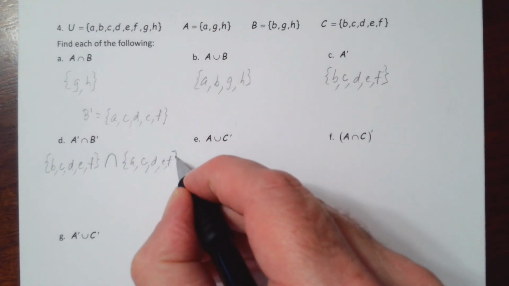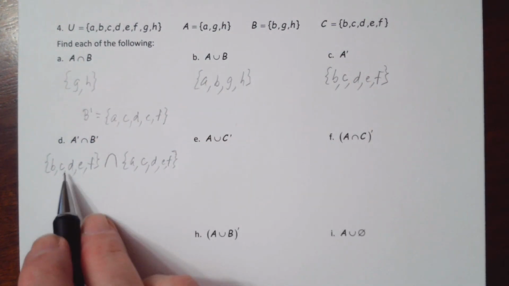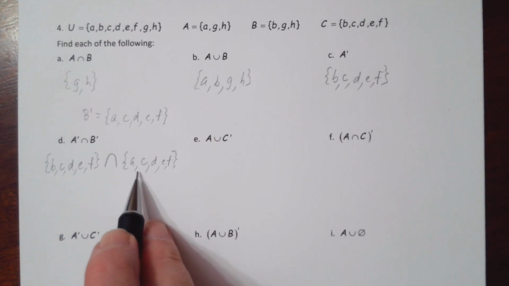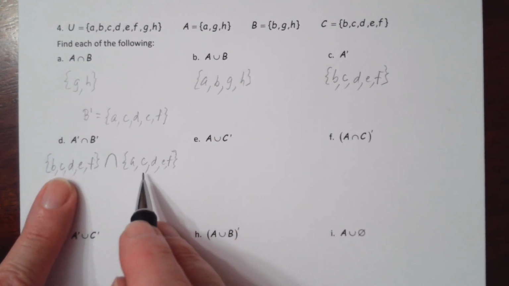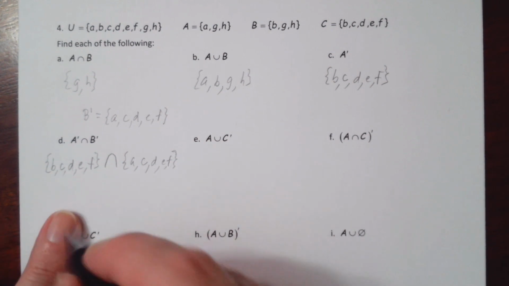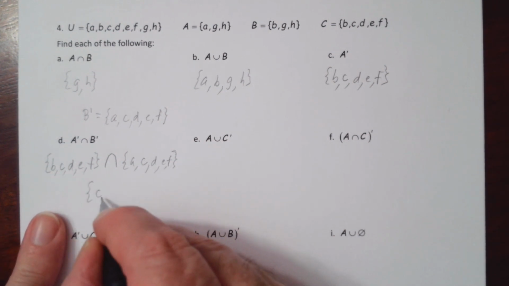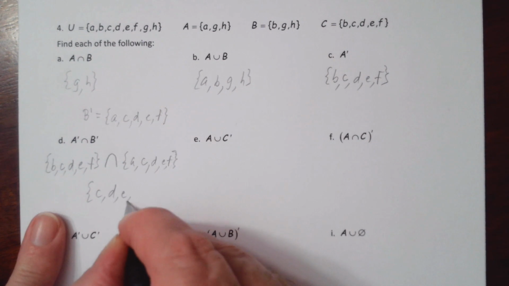So this is A complement, this is B complement. What do these two sets have in common? Well, they have C, D, E, and F.